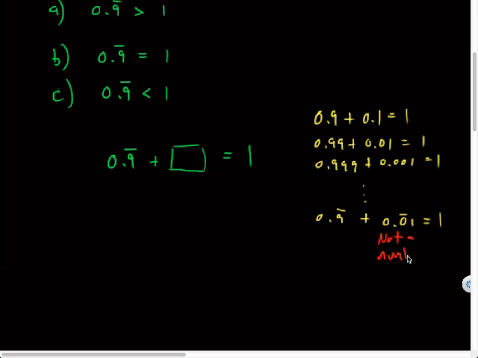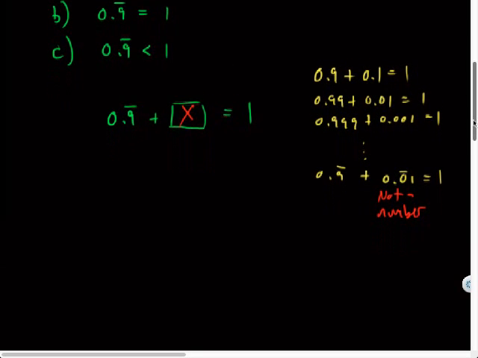So this seems to be revealing the fact that there's no such number I could add to 0.9 repeating that would give me something equal to 1. But C is still correct, you're saying. Really? 0.9 repeating is less than 1? Okay. All right, let's see.